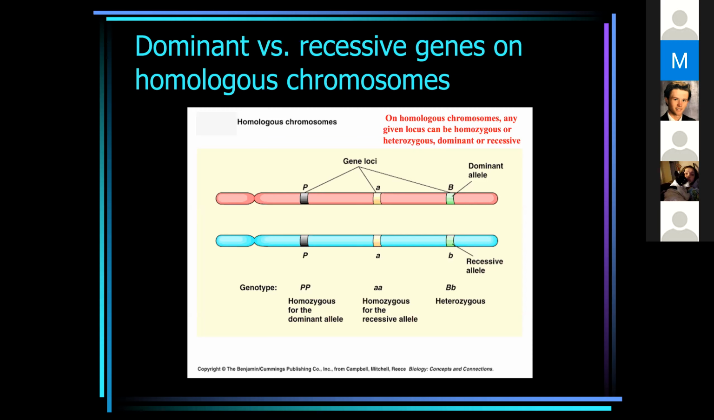The only difference with heterozygous is it automatically means that there's one of each. So there is no heterozygous dominant. There is no heterozygous recessive. And you can just use that term by itself. It just means one of each allele is present. But with homozygous, you must, for clarity, include whether you're talking dominant or recessive.